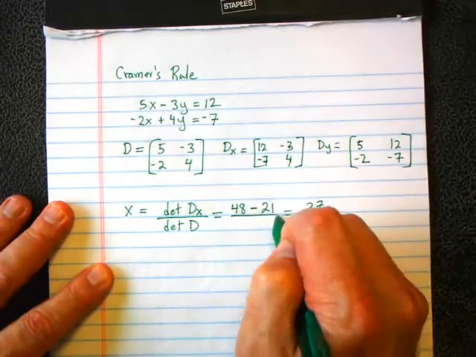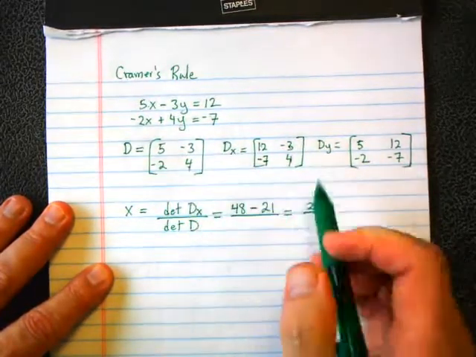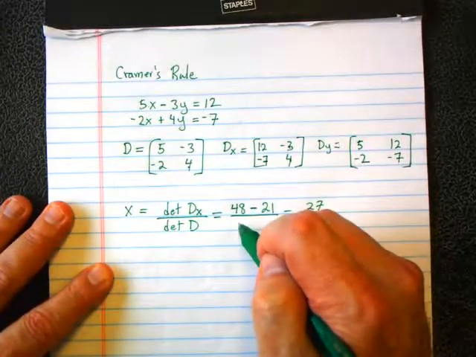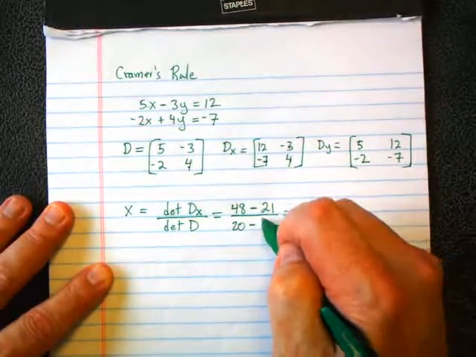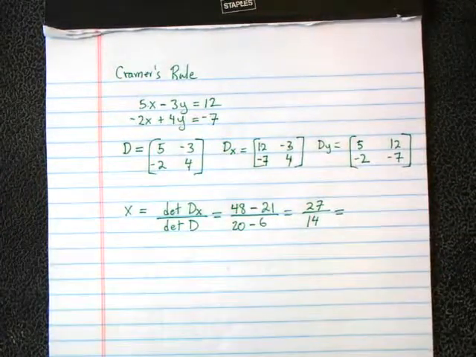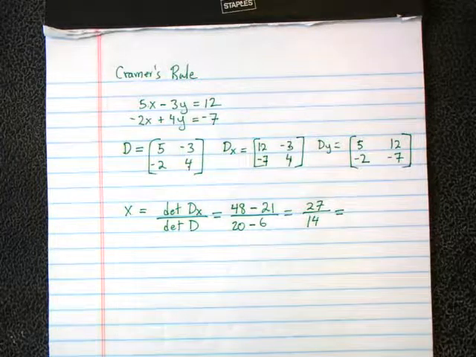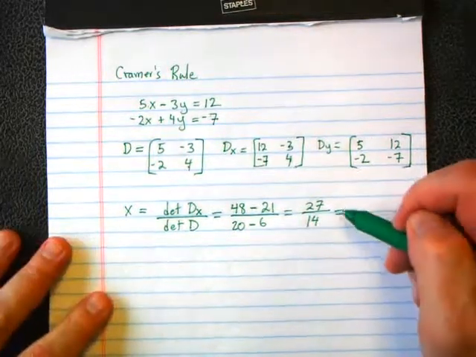And then down on bottom, I go to my original D matrix. That's going to be 5 times 4 is 20, minus negative 2 times negative 3 is 6. I agree with you, 14. 27 over 14, does that reduce at all? No. All right, so we leave it.